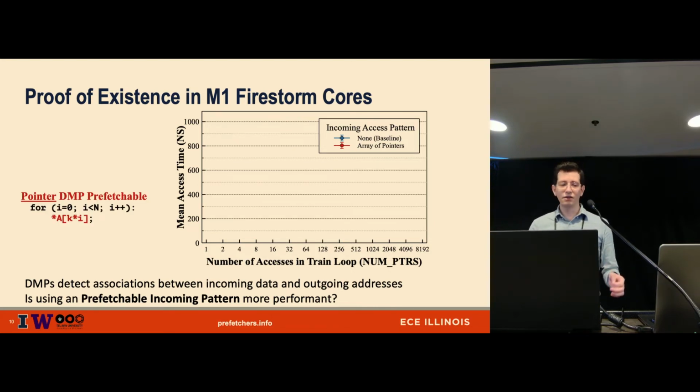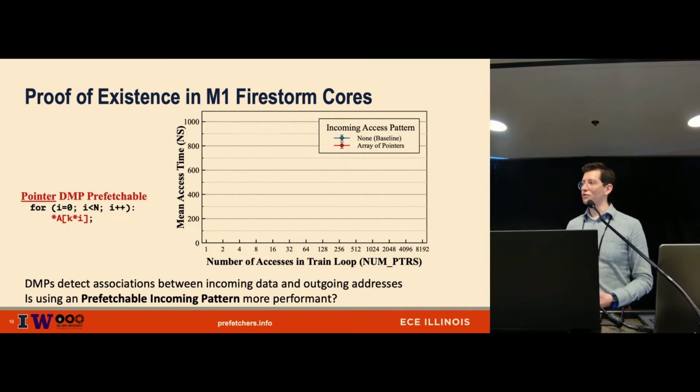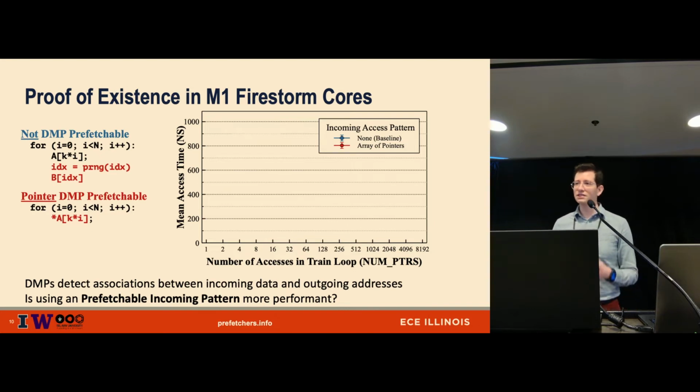We're going to start with an access pattern that we hypothesize should be prefetchable via DMP. Next, we're going to construct a second program, a baseline. Now, this program is going to have the same outgoing addresses and execute the same instructions as the first, except we're going to get rid of the incoming data. The addresses that are dereferenced are going to be generated on the fly using a PRNG that has the same seed as what we use to populate array A.